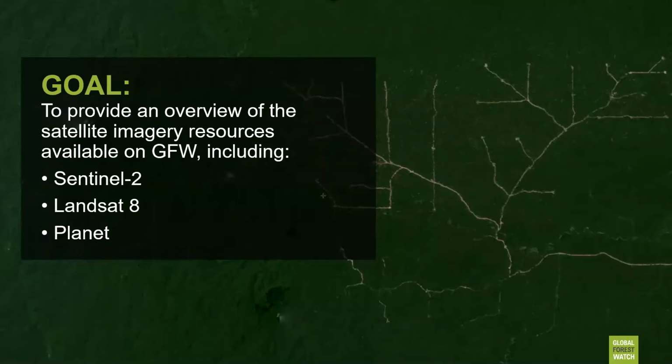The goal of today's webinar is to provide you with an overview of the satellite imagery resources available on Global Forest Watch, as well as how they can be used. This includes Sentinel-2 satellite imagery from the European Space Agency, Landsat-8 satellite imagery from NASA, and the high-resolution mosaics from Planet.